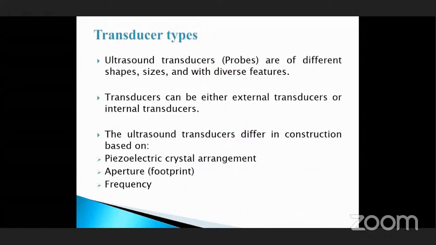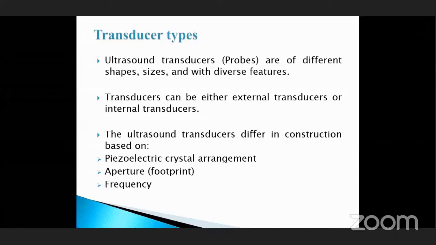Now, the types of transducers used in ultrasonography. The ultrasonographic transducers, also known as probes, are of different shapes, sizes, and with diverse features. These transducers can be either external transducers or internal transducers. External transducers are used on the external body surface, and the internal transducer can be used on the internal organs, like we have transrectal transducers.